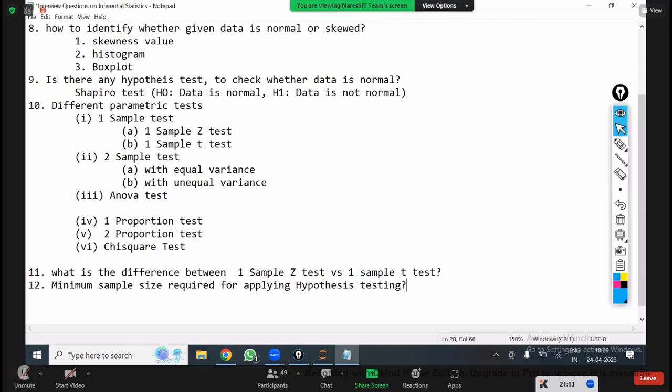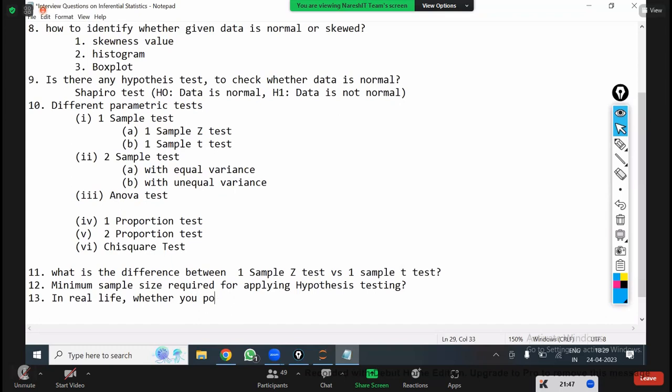In order to overcome this issue, this problem. Issue means problem here. In order to overcome this problem, what is the problem? Standard deviation is unknown. That is the problem. In order to overcome the problem, what do we have to do? We have to collect a minimum sample size of 30. That is the solution for that.